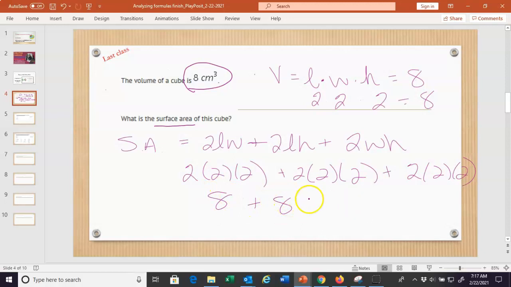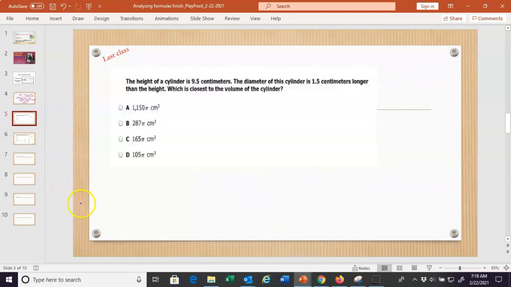So we end up getting 8 plus 8 plus 8, 24 centimeters squared. So the good thing about this problem is I wanted to show you that sometimes you're only given one single number, one single value, and you have to work your way through the problem to figure out the other question that they're asking. All right, here's another one.